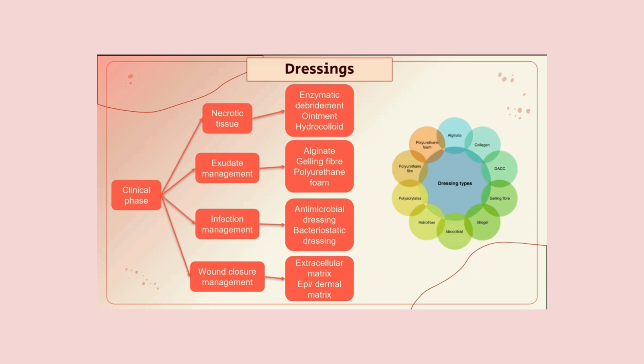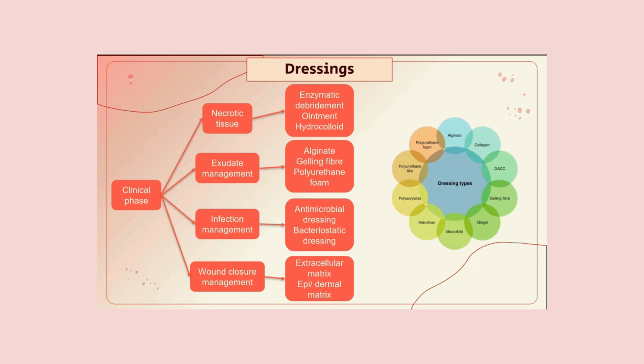If there is necrotic tissue, enzymatic debridement will be done, followed by hydrocolloid dressing. This hydrocolloid dressing essentially absorbs the exudate which comes from the enzymatic debridement. If there is moderate to high exudate, we can use alginate dressings, gelling fiber dressings, and polyurethane foams. Alginate dressings are made from seaweeds or algae. The gelling fiber dressings are made from carboxymethyl cellulose, and polyurethane foam has polyurethane. These have a highly absorbent surface, so the moderate to high exudate will be absorbed by those dressings.